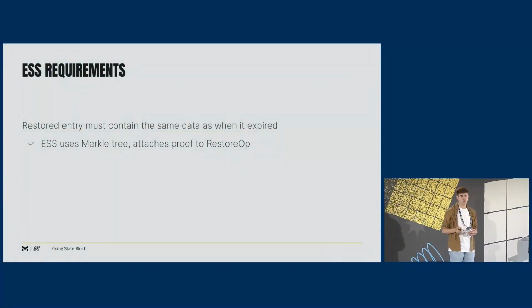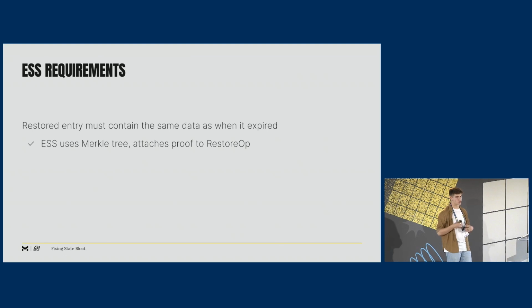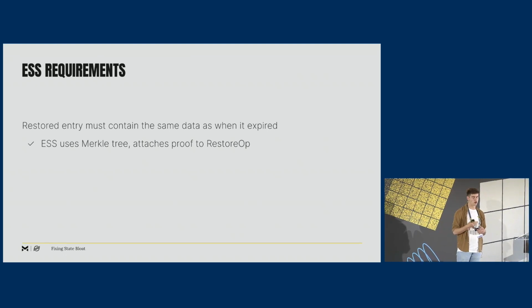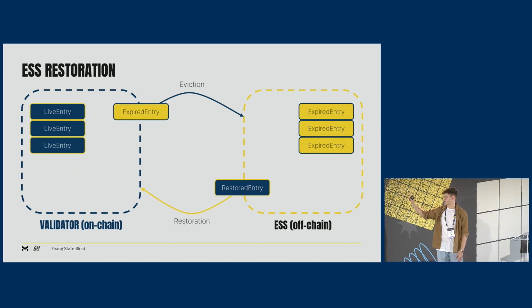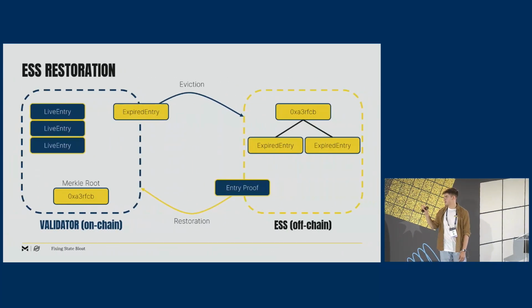We're going to accomplish that using a Merkle tree. Instead of just storing our information in this arbitrary key value store, we're going to use a Merkle tree, and instead of just attaching the raw entry to our restore operation, we are going to attach Merkle proofs such that we can verify the entry being restored is correct. So we're going to take our simplified picture here and turn it into this.